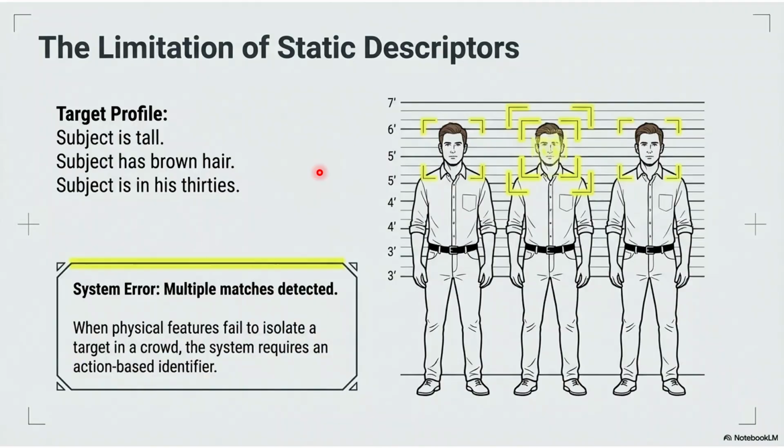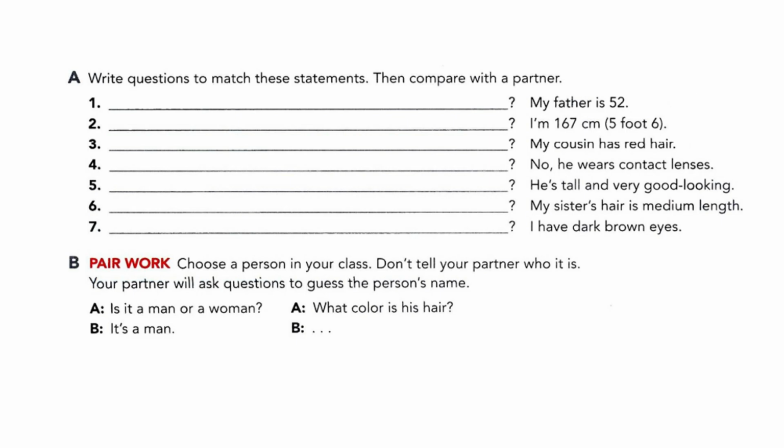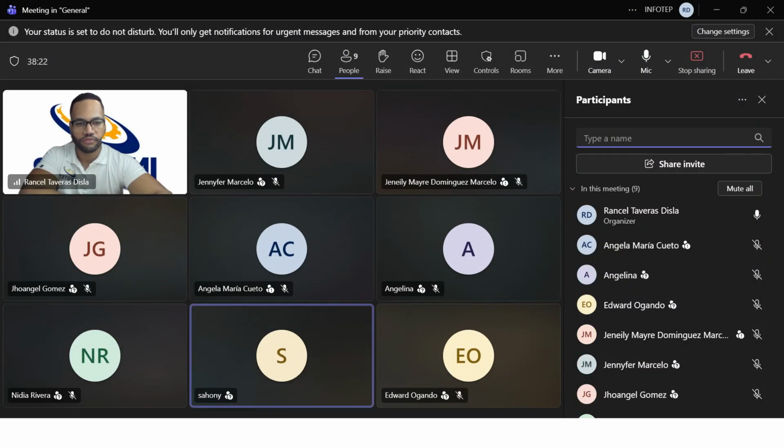Okay, so let's continue. So here you have your first exercise. Tell me, Saoni. When the age question says his, he's in his 30s, it doesn't specify the age. Exactly. Okay. Very well, yes.